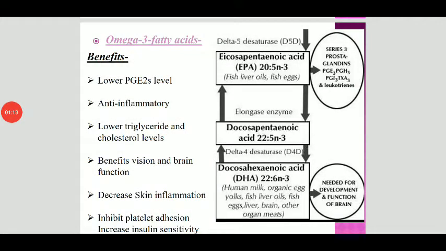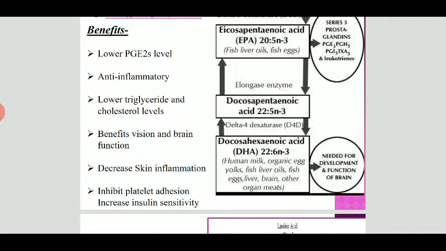Omega 3 fatty acid includes eicosapentaenoic acid and docosahexaenoic acid. Eicosapentaenoic acid is mostly present in fish liver oil, fish eggs, etc., which again gets converted into docosapentaenoic acid due to the presence of the elongase enzyme. Then delta 4 desaturase is responsible for converting docosapentaenoic acid into docosahexaenoic acid, which is needed for the development and function of the brain.